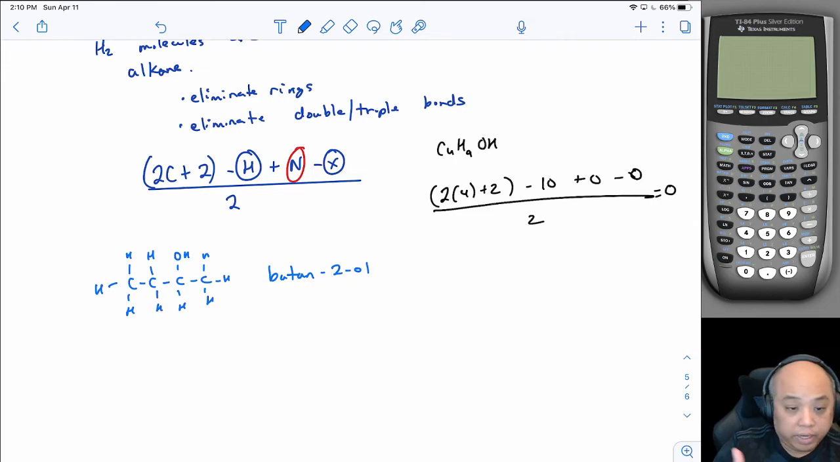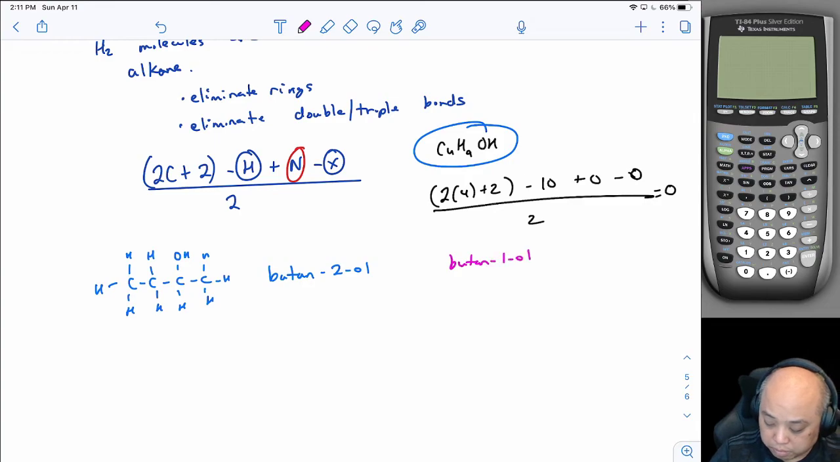Notice again, no rings, no double bonds or anything like that, because if I have any double bonds or any rings, I don't have the sufficient number of hydrogens to meet my formula. Okay? And you might also have something like butan-1-ol.